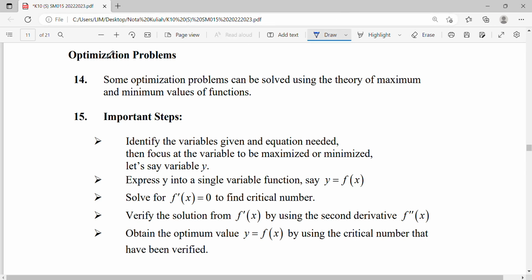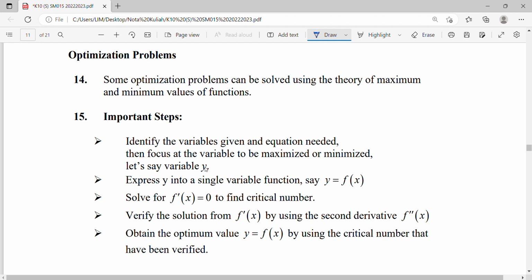Okay, so for optimization problems, we can use the theory of maximum and minimum functions. Important first step: normally we get the information. We identify the variable given and the equation needed. You have to identify what quantity you want to maximize or minimize. Let's say a variable y.